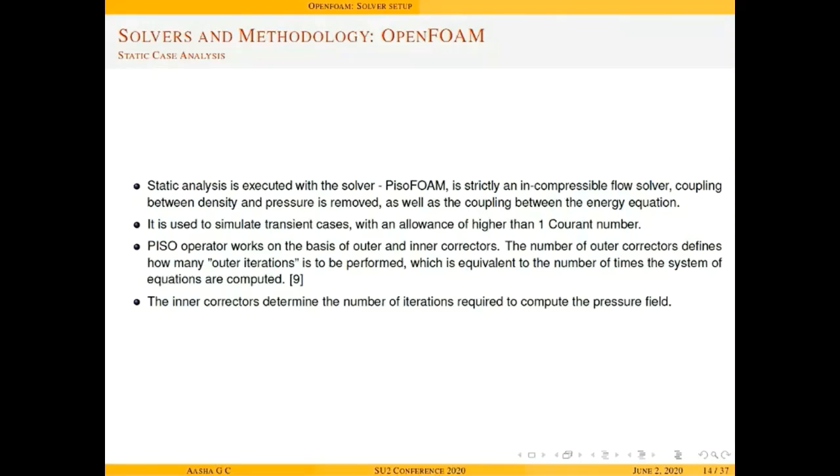PISO foam is used for transient cases and it allows for Courant number to be more than one. But in this case, we have made sure that the Courant number is less than one after every iteration, so that there is sufficient accuracy in the flow field.